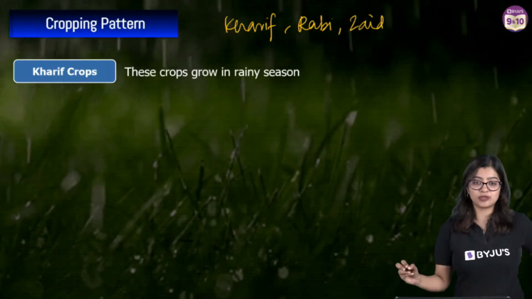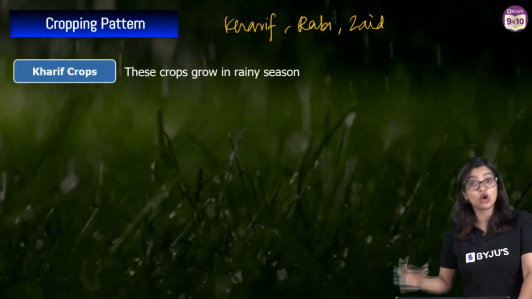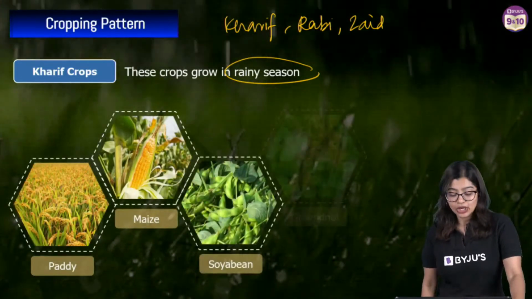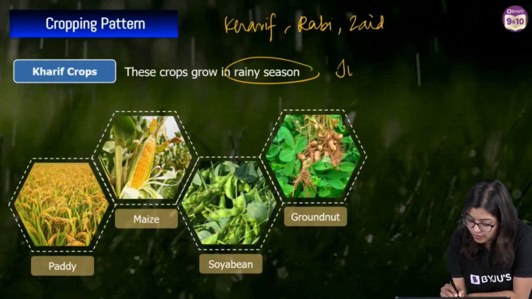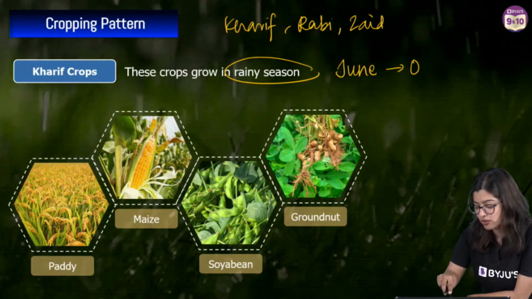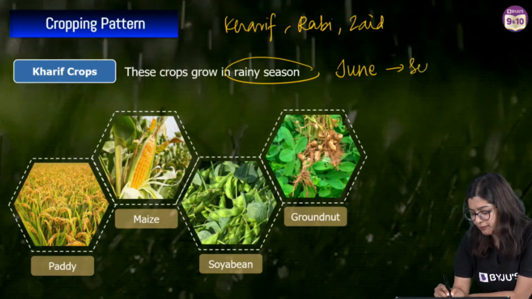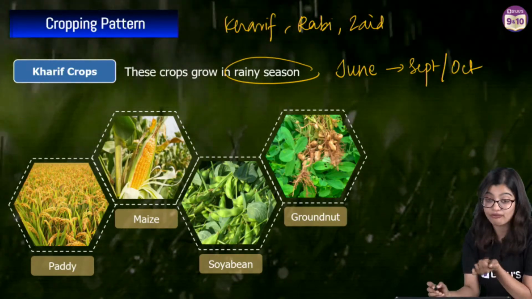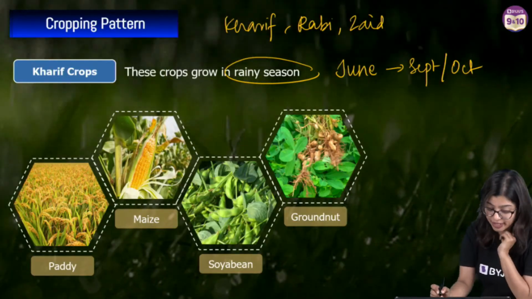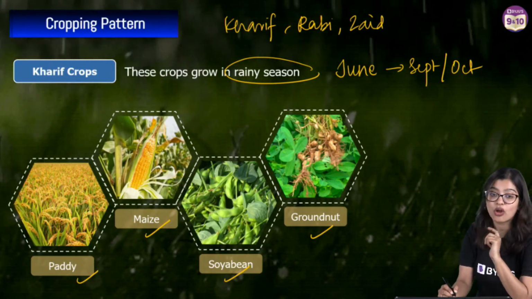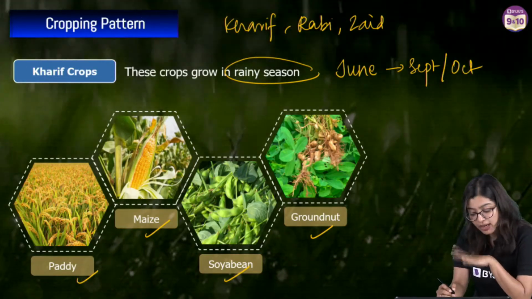Kharif crops are basically those crops which are sown during the monsoon season. So they are sown around June time, and of course they are harvested around September, October time. They are often called monsoon crops. Rice, maize, soybean, groundnuts, these are all examples of the same.